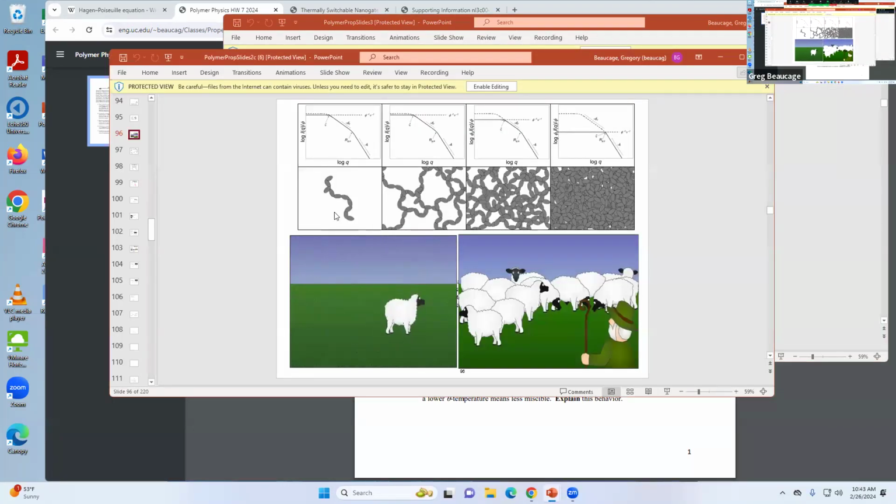If you have one chain, and then you get to C star where the chains just touch, and then you get above C star, you can't see a chain anymore. It's like counting sheep. A postdoc did this. If there's one sheep, you can count it. When you get a lot of sheep, you can't see a sheep. You can see that it's made up of fur, but you can't see a sheep. And when you get really concentrated, you can't see anything.